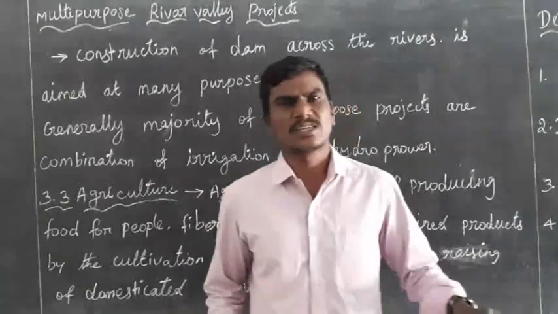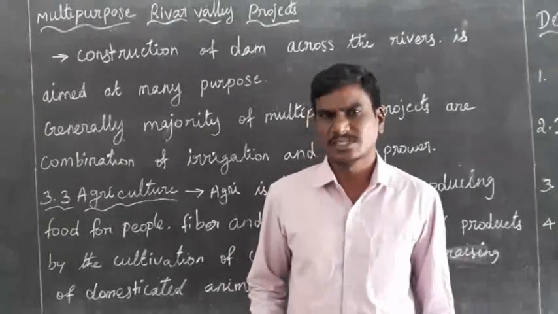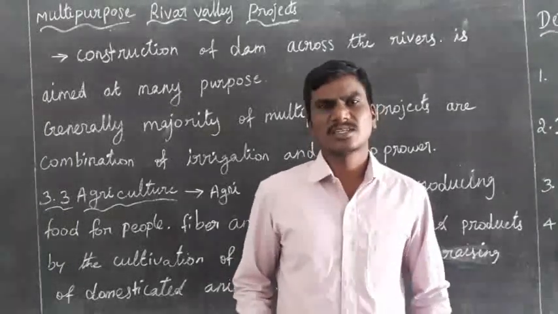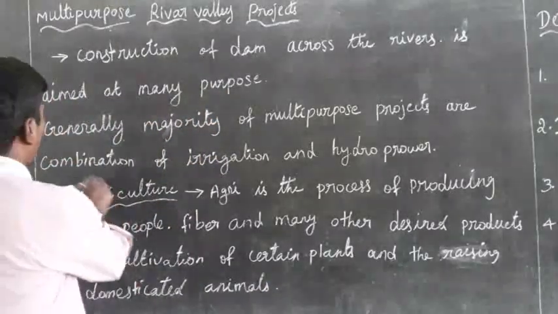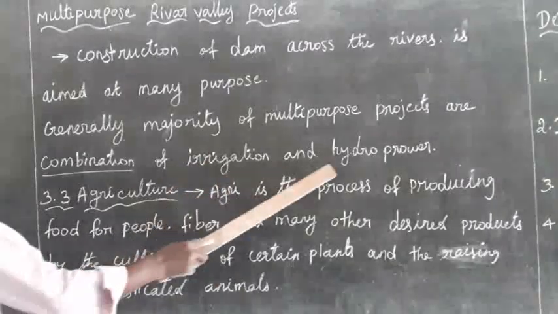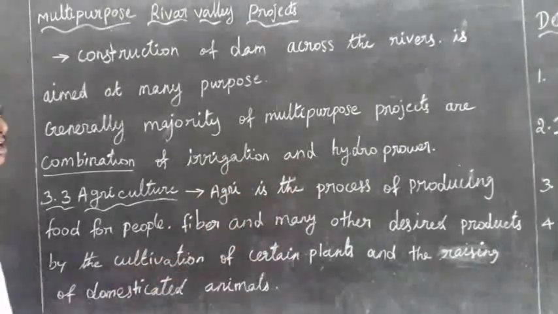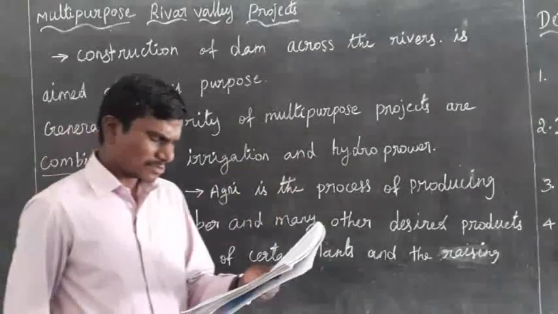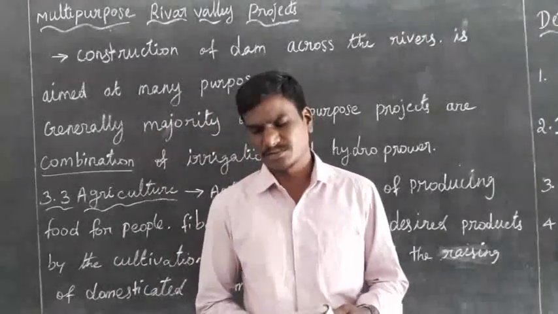It is a scientific method of construction across the rivers. The calculations are mainly for irrigation and hydropower, which are the major aims of this project.